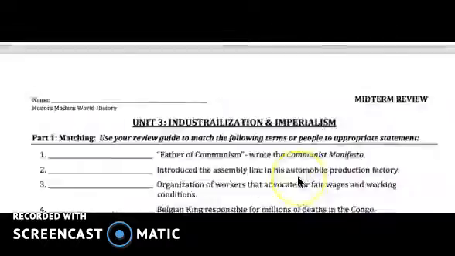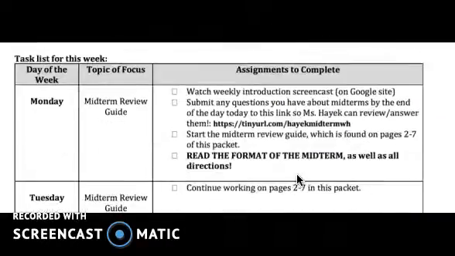So, the big thing to remind you of is that if you have any questions, make sure that you're submitting them to this link so that I can get back to you and answer them.